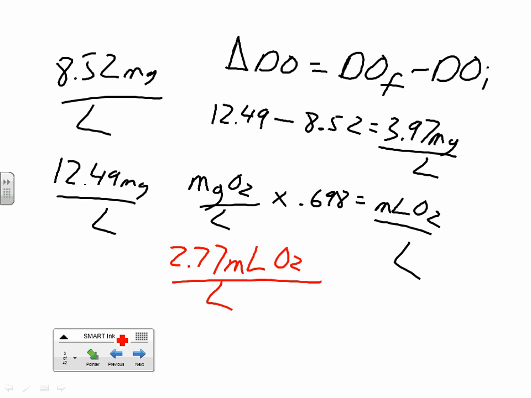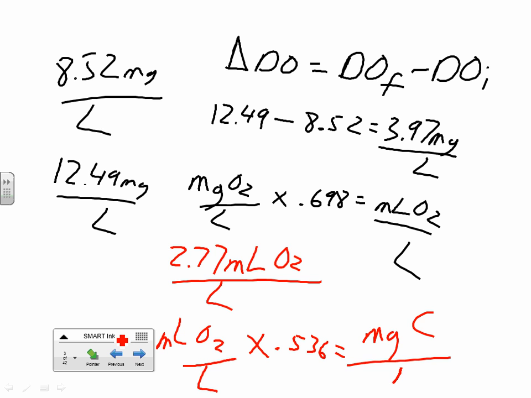But what the problem wants us to find out is how much carbon got fixed. This is how much oxygen got made, right? But in photosynthesis, as oxygen is getting made, what's getting fixed? Carbon, because it's getting used to make what? The carbon used to make sugar. So in the other formula on your sheet, this one, milliliters of oxygen per liter of water, if you multiply that by 0.536, that will give you milligrams of carbon per liter of water.